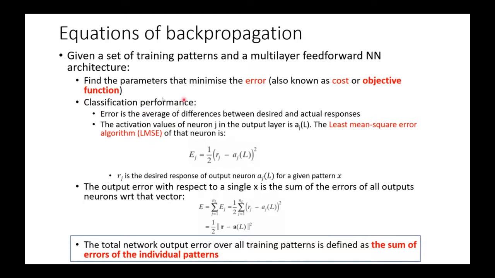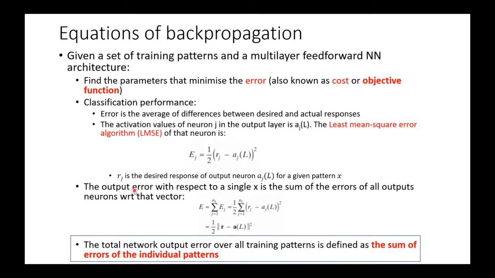So given the classification performance, the error is the average of the differences between the desired and actual responses, as we've seen today. The activation value of neuron J in the output layer is this value, a_J^L. L is the last layer, the output layer. And the mean square error is this value, right?